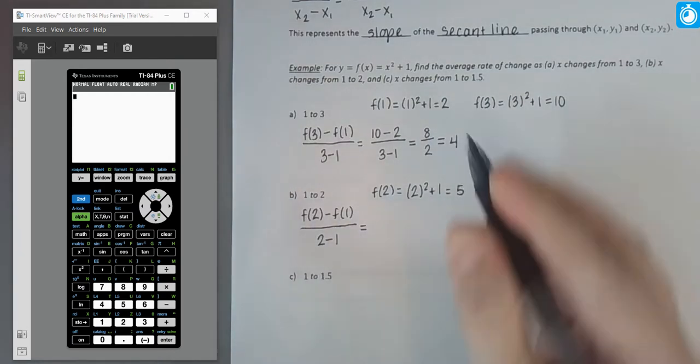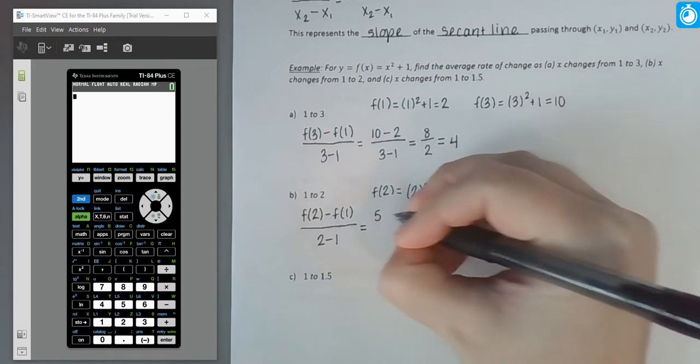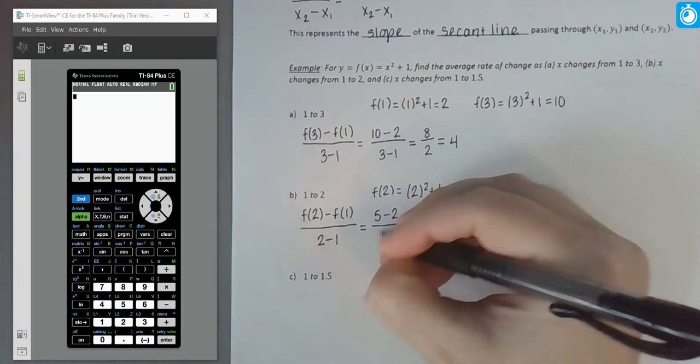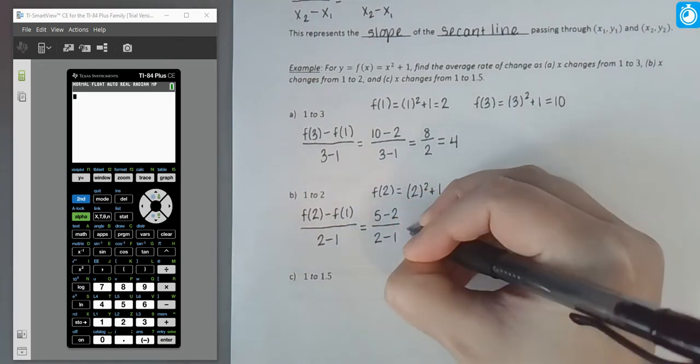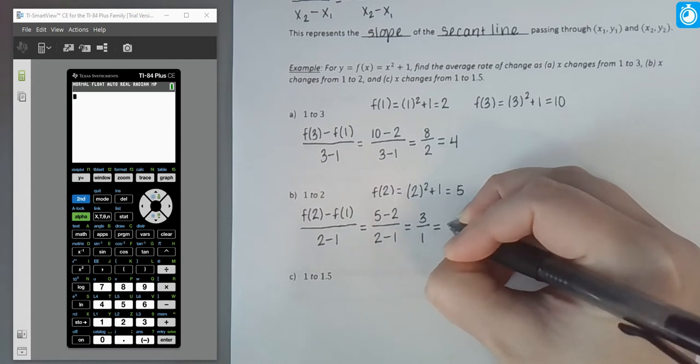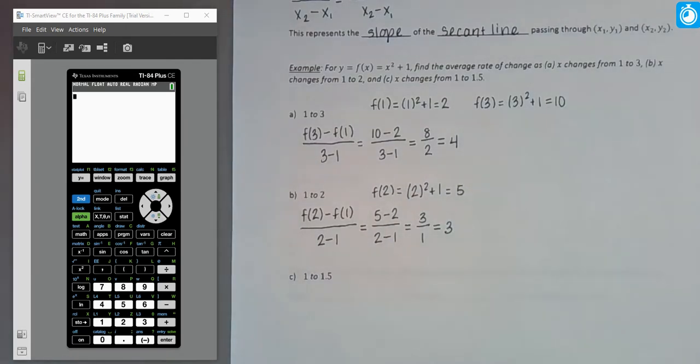So f of 2 is going to be 5 minus f of 1, which is 2. And then we're dividing by 2 minus 1. So our numerator is going to be 3. Our denominator is going to be 1, which simplifies down to 3. Okay, so what does the average rate of change mean here?